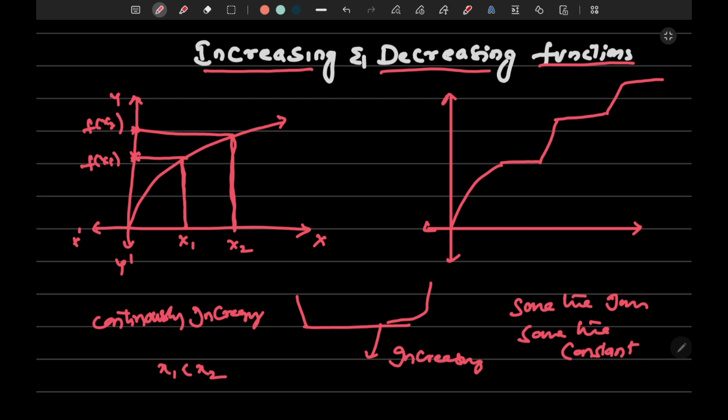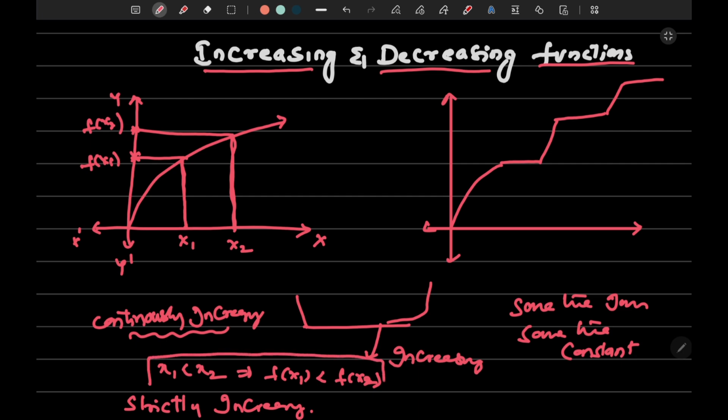Then what is the relation between f of x1 and f of x2? On the y-axis going upside, it increases. F of x1 is less than f of x2. So this is the condition for when it is continuously increasing, which I call strictly increasing. What is the condition for strictly increasing? x1 is less than x2, f of x1 is less than f of x2. Then it is called strictly increasing.